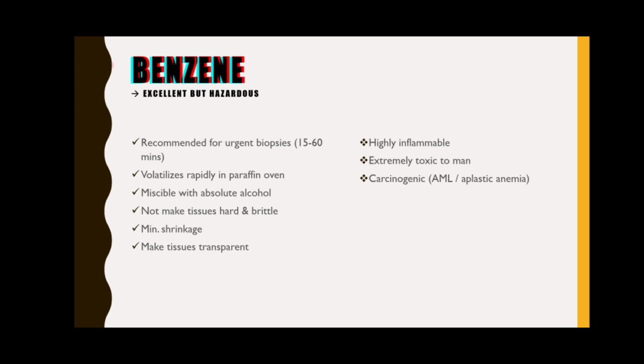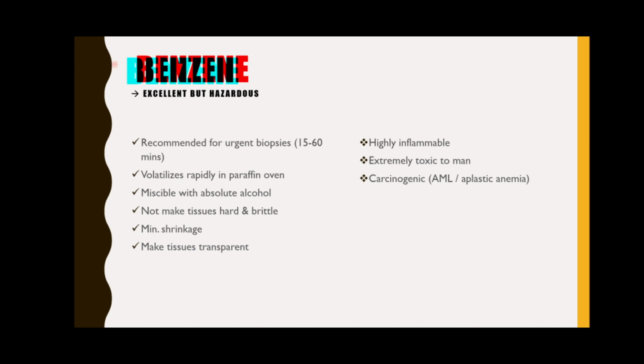Next is benzene, an excellent clearing agent but is very hazardous. Benzene is preferred by some as clearing agent in the embedding process of tissues because it penetrates and clears tissues rapidly. It is rapid acting, hence is recommended for urgent biopsies because it can clear within 15 to 60 minutes and also for routine purposes. It volatilizes rapidly in the paraffin oven and is therefore easily eliminated from the tissue. Benzene does not make tissues hard and brittle, and it causes minimum shrinkage.